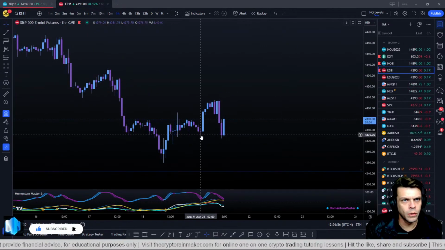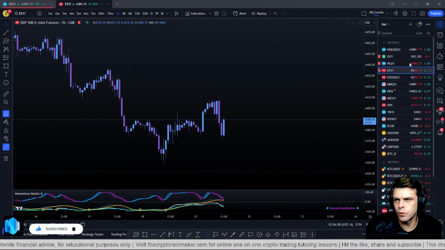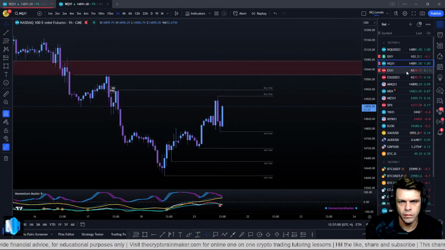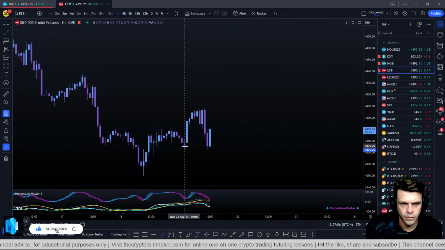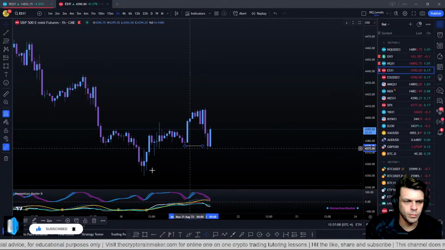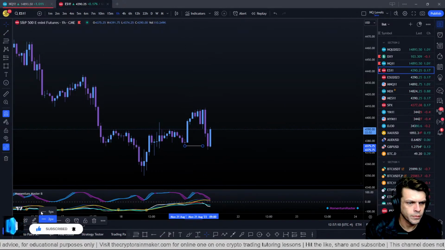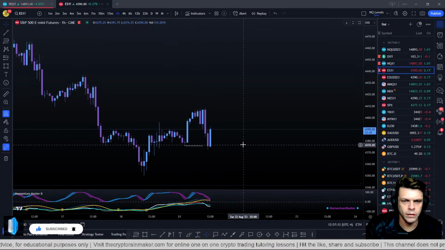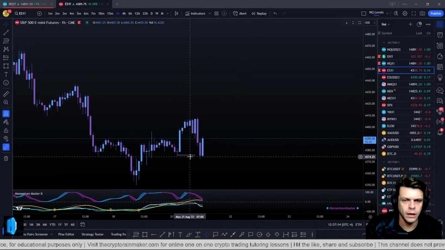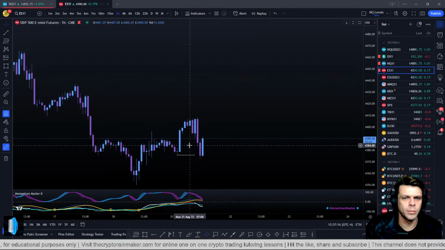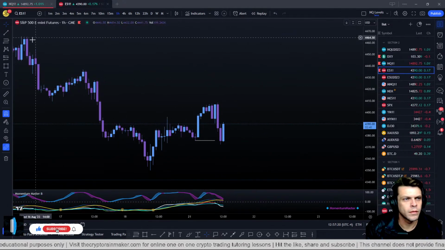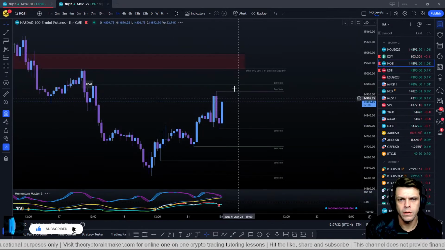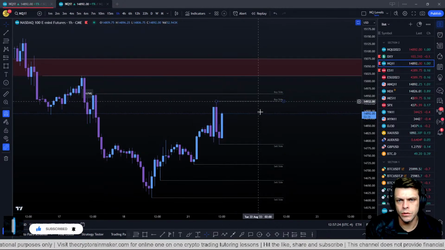Okay, so on the 1-hour for ES, it already came for the sell side liquidity. So it didn't displace below this low. So this is a bullish signal. So this could have been the liquidity grab before we see higher prices on ES. I'm gonna copy one of these lines.